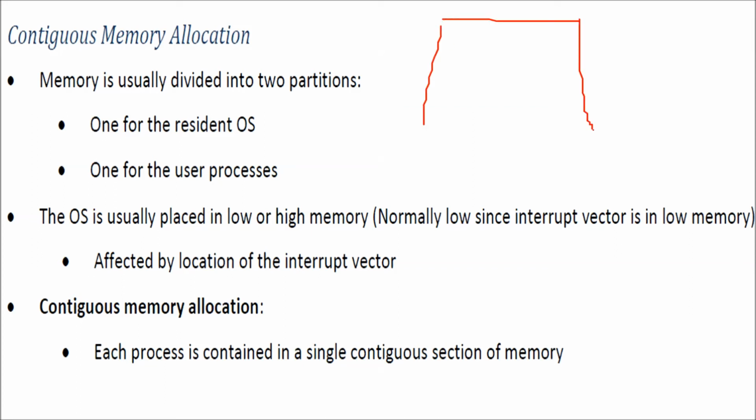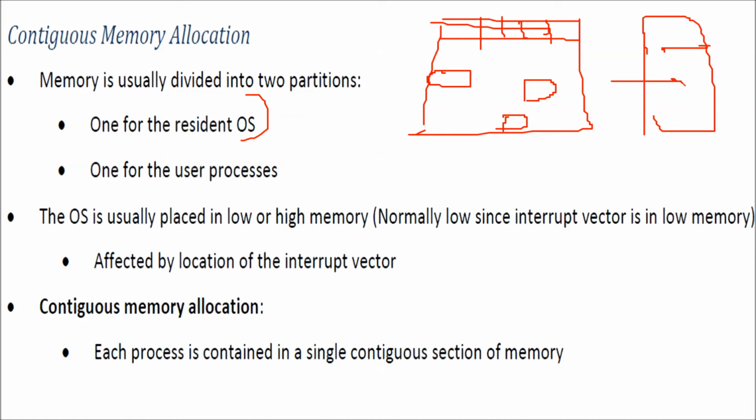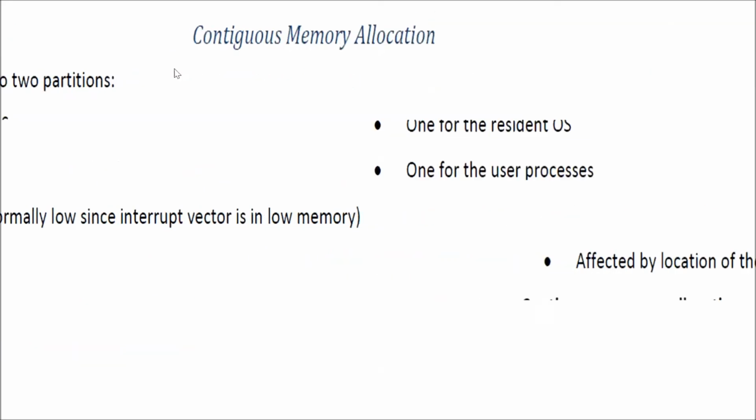If this is the space, this is the contiguous memory, and these are non-contiguous memory. So inline is the contiguous memory. Memory is usually divided into two partitions, one for the OS and one for the user process. The OS is usually in low memory, since we have interrupt vectors there. In contiguous memory allocation, each process is contained in a single contiguous section of memory.